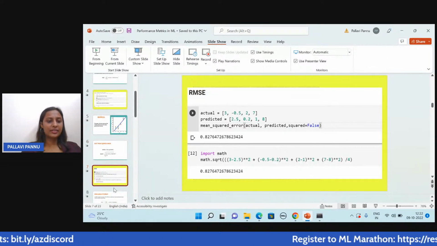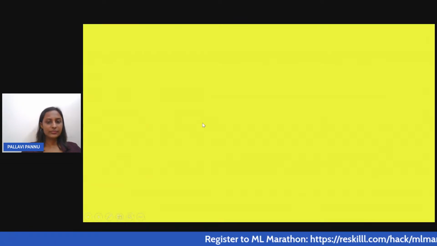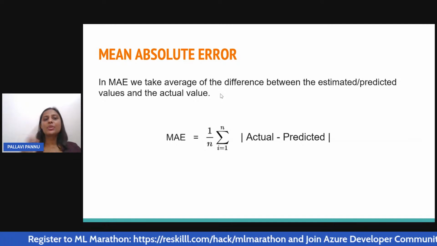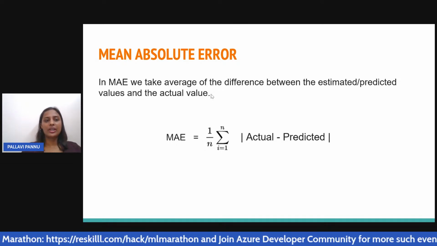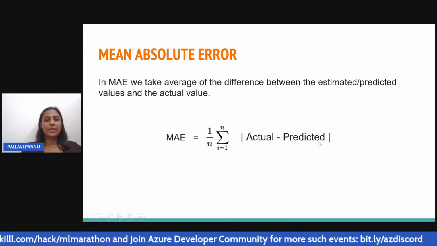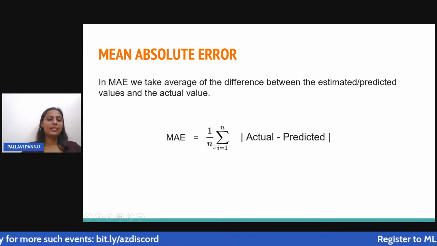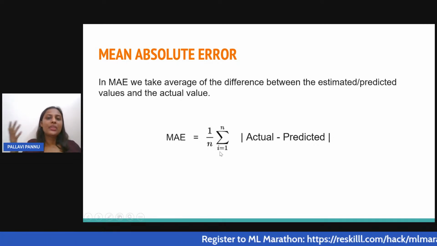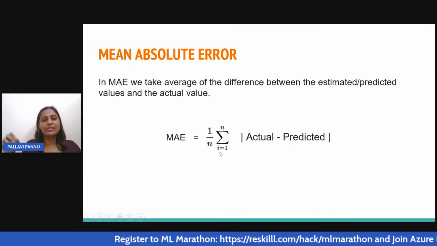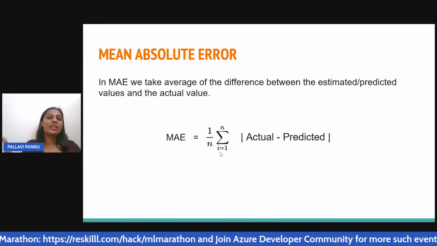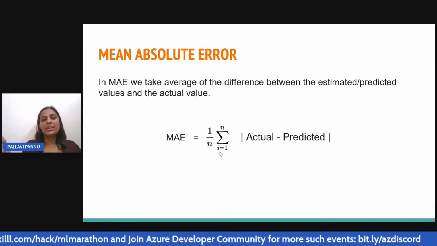Next is the mean absolute error. So in mean absolute error, let's decode again. Error means what? Actual minus predicted. Absolute means what? I'm taking the absolute value. Mean means what? I'm taking the mean. i equals 1 to n, divided by n. What do I mean by mean? Mean means the total sum of observations divided by the number of observations. So this is mean absolute error.